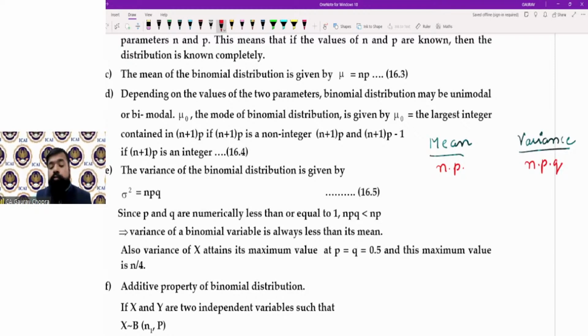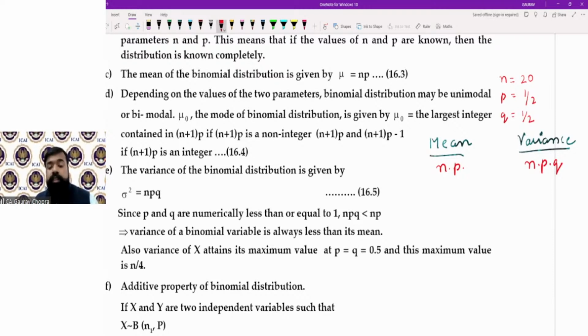Let me know. Formula for mean is np and formula for variance is npq. So which one is greater? We can take one example also. Let's say we are tossing 20 coins, and what is the probability of getting head? Head denotes success, so its chances are 1 by 2, and q denotes failure, so its chances are also 1 by 2. Now apply the formula and see.